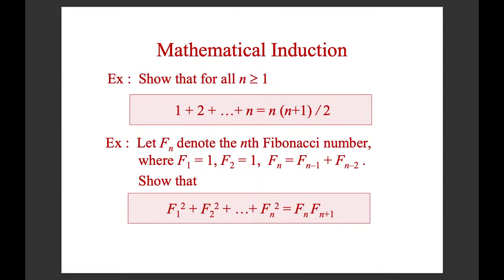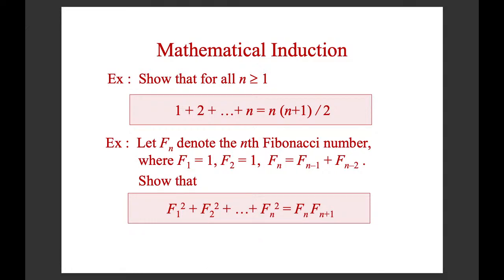We have a couple of examples. I think you can try them out by yourself. For instance, 1 plus 2 plus 3 up to n, we can show that it is equal to n times n plus 1 over 2. And similarly, we can show the following for Fibonacci numbers. If F_n denotes the nth Fibonacci number, let's say F1 is 1, F2 is 1, and so on. F_n is equal to the sum of the previous two terms in general, so F3 is 2, and so on. Then F1 squared plus F2 squared up to F_n squared, the summation of all these squared terms, will be equal to F_n times F_(n+1).